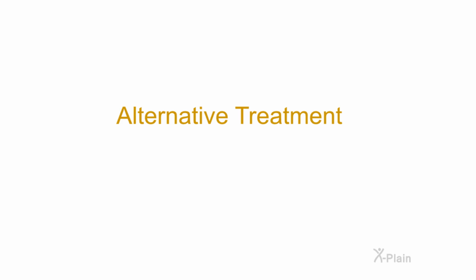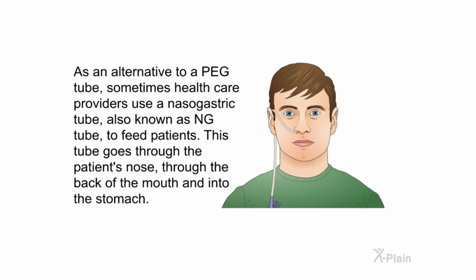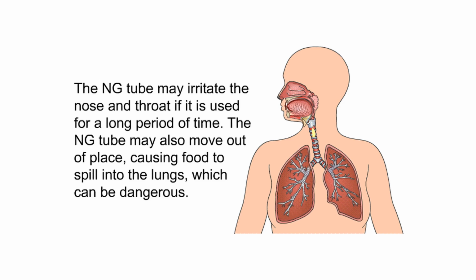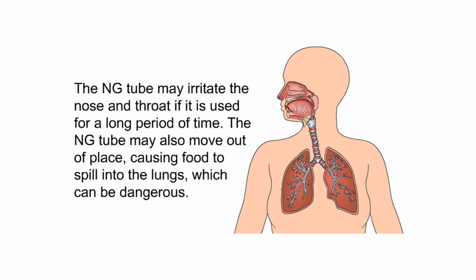Alternative treatment. As an alternative to a PEG tube, sometimes healthcare providers use a nasogastric tube, also known as an NG tube, to feed patients. This tube goes through the patient's nose, through the back of the mouth, and into the stomach. The NG tube may irritate the nose and throat if it is used for a long period of time. The NG tube may also move out of place, causing food to spill into the lungs, which can be dangerous.